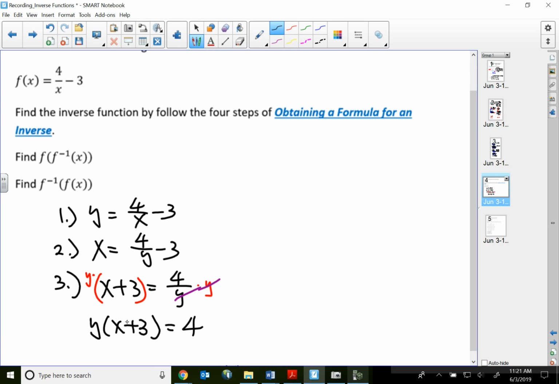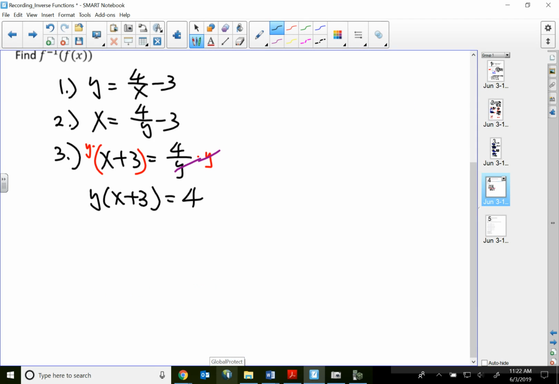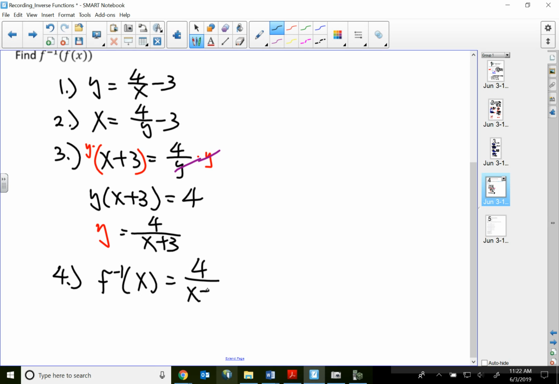I don't want to distribute. I do not want to multiply this out because right now my y is already actually isolated as a single factor in this term. So to get y by itself, all I'm going to do is divide both sides by the x plus 3. So that's 4 over x plus 3. So my inverse function is 4 over x plus 3.